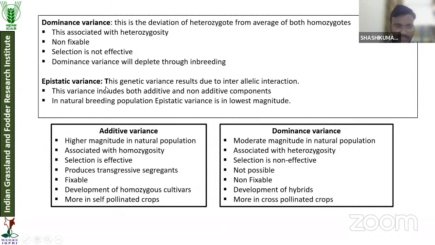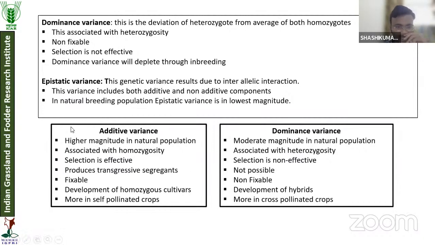Then the epistatic variance. This means the genetic variance resulting from interaction between two genes. This may be of additive and non-additive components, meaning interaction between additive and additive genes, or additive and dominant genes, or dominant into dominant genes. These are always there in the lowest magnitude. Generally, in most crops, additive variance will be maximum, dominance variance will be of optimum magnitude, and epistatic variance will be of lowest magnitude.